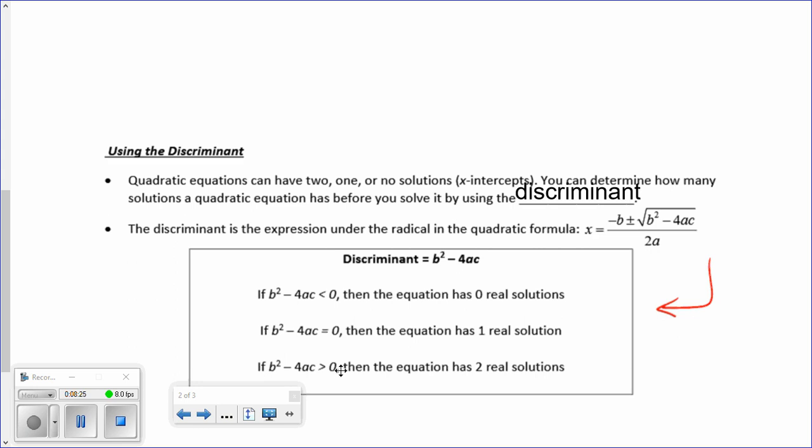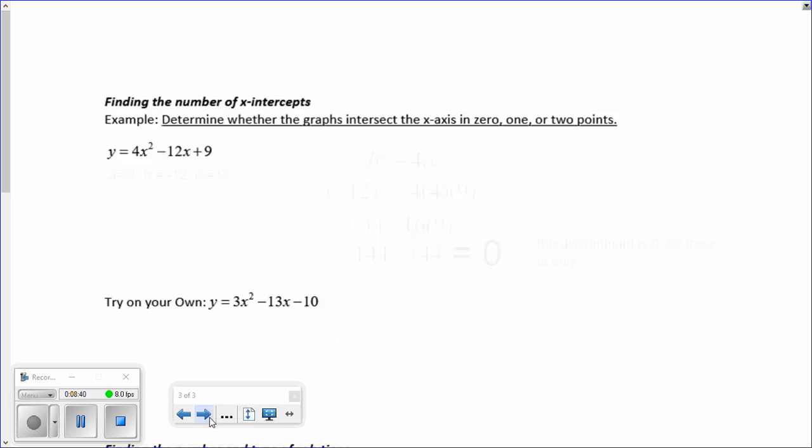And if you get something greater than 0, you're going to have 2 real solutions, because when you do the square root of it, you'll have something to add and to subtract. Okay? So if it's less than 0, nothing. Equal to 0, 1. Greater than 0, 2. Okay? So here's an example. Determine whether the graph intersects the axis at 0, 1, or 2 points.